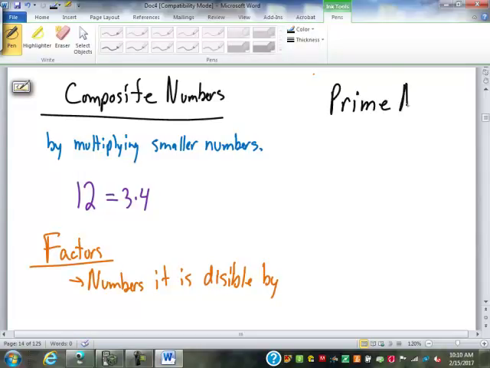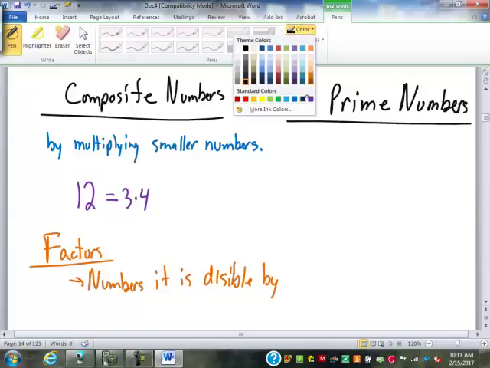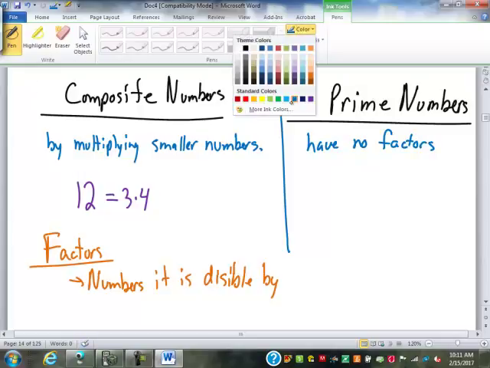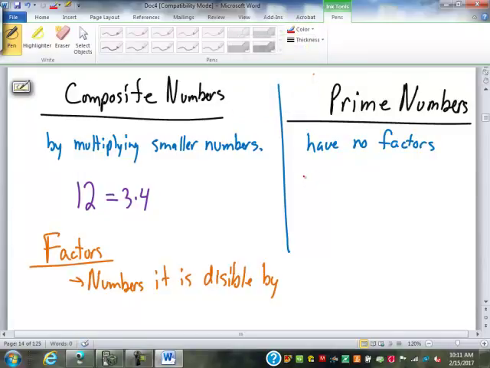The opposite of composite numbers is something called prime numbers. Prime numbers have no factors. An example of this would be 13. What 2 smaller numbers can we multiply together to make 13? None. So that's prime. There are no smaller numbers that multiply. There are no numbers that 13 is divisible by.